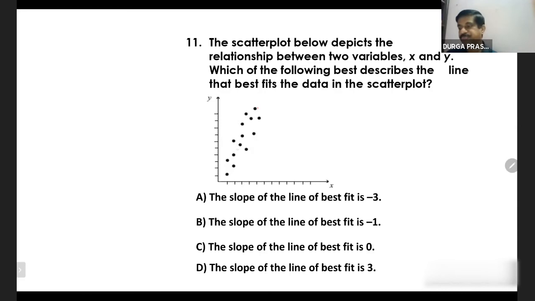So it's increasing, so it cannot be negative. So A and B you rule out, and C and D should be the possible options. But children, remember, we can answer this directly without even checking. I'll tell you how I can answer. Okay, but just observe. First, let us take the line of best fit.